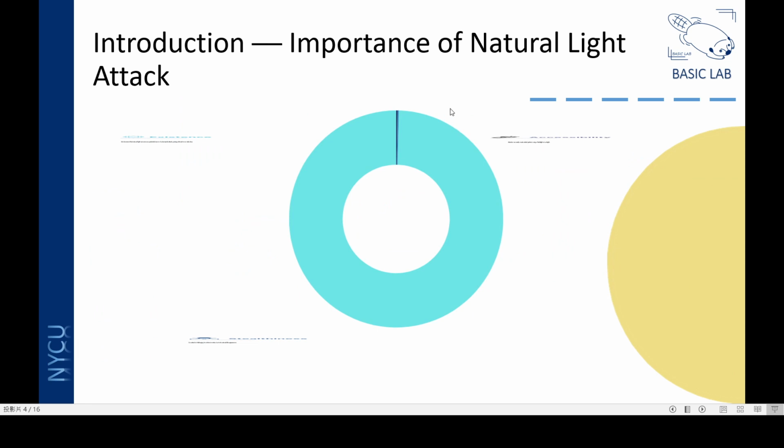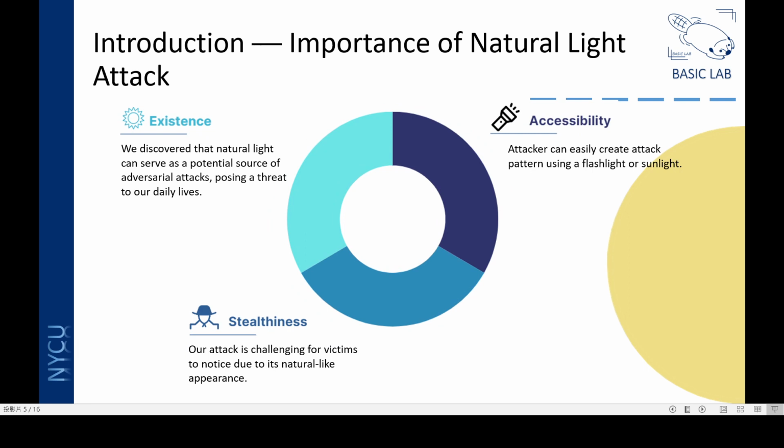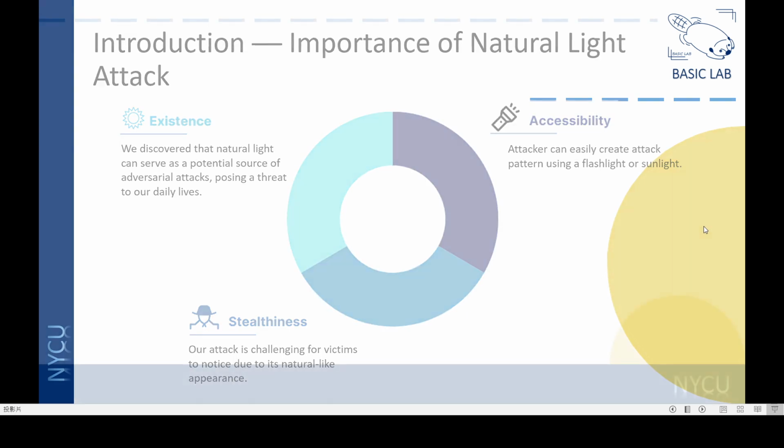So what is the importance of this research? The first point is the existence. We discovered that natural light can serve as a potential source of adversarial attacks, posing a threat to our daily life. The second point is the accessibility. An attacker can easily create an attack pattern using a flashlight or sunlight. The last point is stealthiness. Our attack is challenging for the victim to notice due to its natural-like appearance.